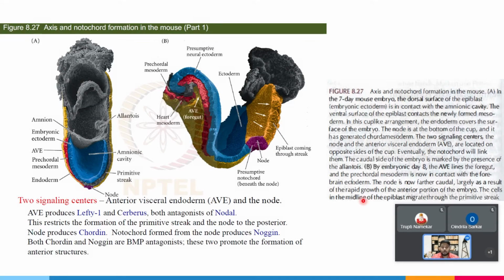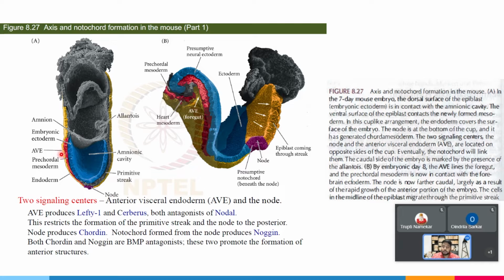Okay. So let us go into the solution slide and try to answer this again. So as we had just discussed, there are two important signaling centers in the developing embryo. Those are the AVE, the anterior visceral endoderm, and the node. The AVE, as we had just discussed the node, we now discuss in detail about the AVE itself. The AVE is the signaling center that releases the molecules Lefty1 and Cerberus, which are antagonists of Nodal.